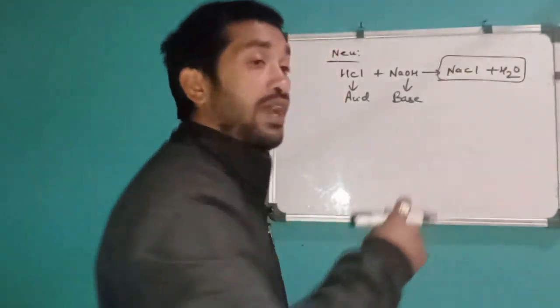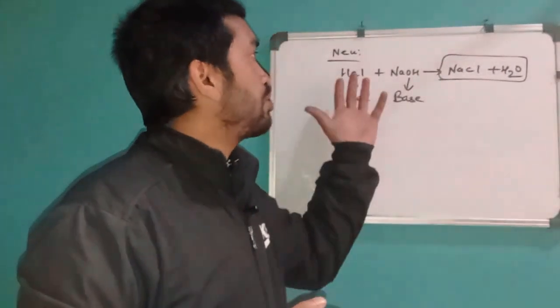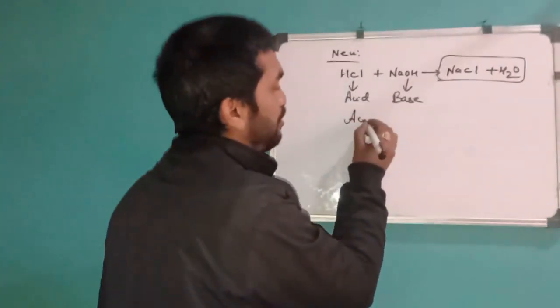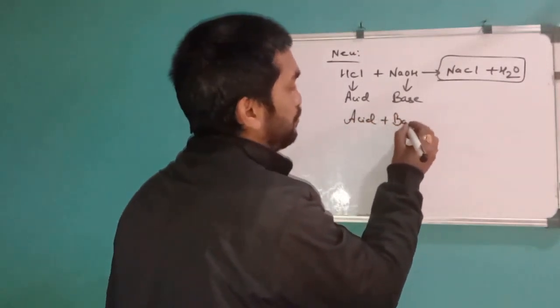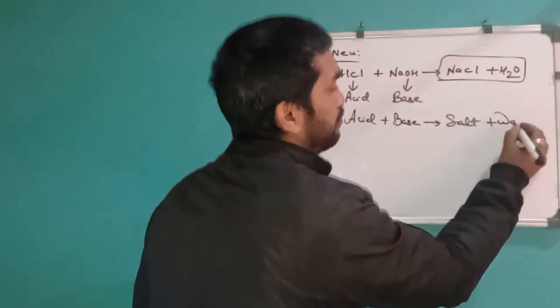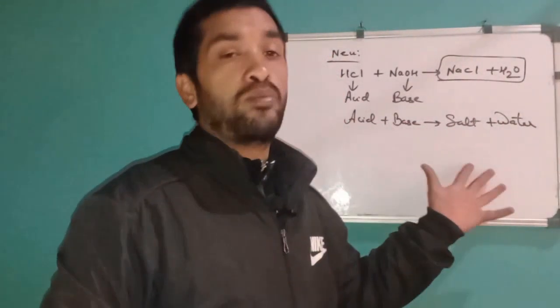Okay, so since the property of the reactants has been neutralized, this is called a neutralization reaction. Again, the key statement is: acid reacts with base to give salt plus water. This you have to remember. Acid when it reacts with base gives salt plus water.